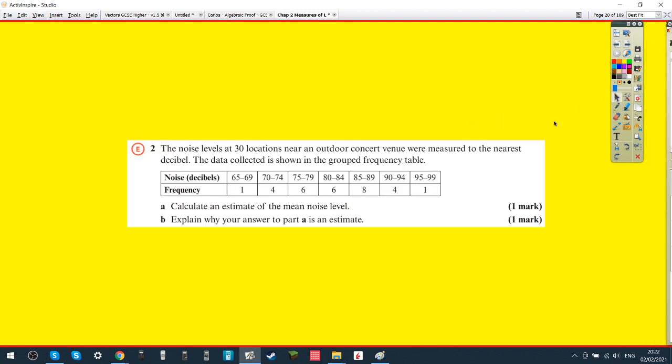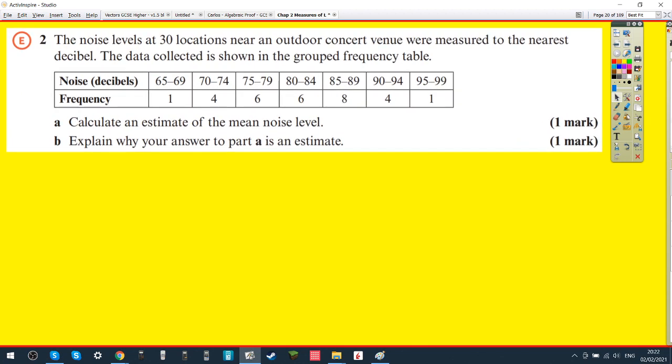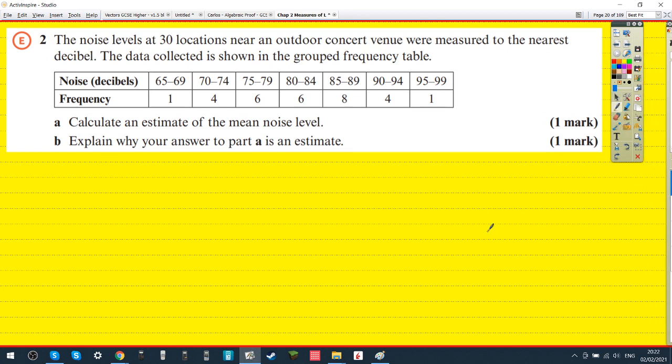All right, how would you start part A? Since there's a gap between them, you'd make the first one 64.5 to 69.5. And so what's the midpoint for that?